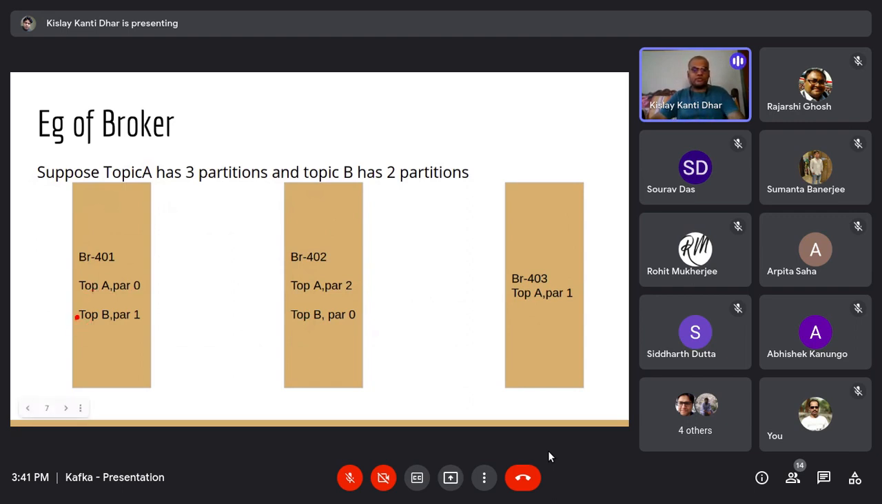And as you can see, topic B partition 1, topic B partition 0. This one could also have come here, but I have put it here. It can also come here. This one can also go there. That is actually controlled by the Kafka architecture. We don't have to worry about which topic will go where. It is decided by Kafka itself.